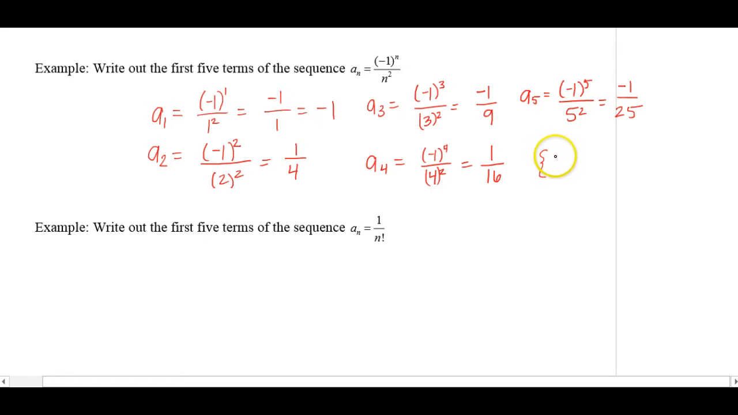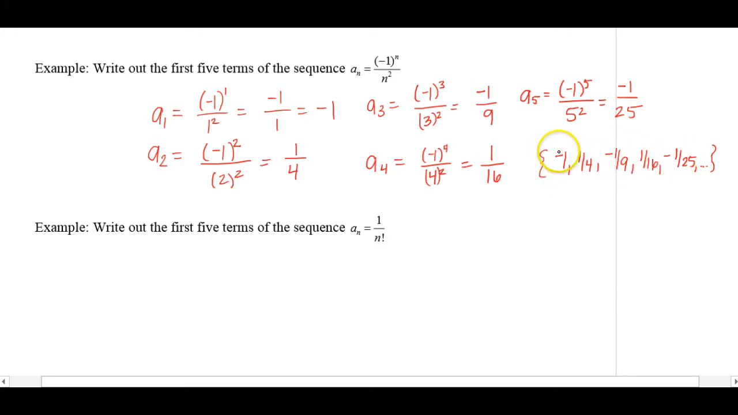So if I wanted to write this out as a list of numbers, I'd start out with a sub 1, which was negative 1, a sub 2 was 1/4, then negative 1/9, 1 over 16, and negative 1 over 25, and this list does go on forever. So here are the first 5 terms of the sequence defined by a sub n equals negative 1 to the n over n squared. For this example, what I want you to recognize is that negative 1 to the n made my terms alternate in sign.